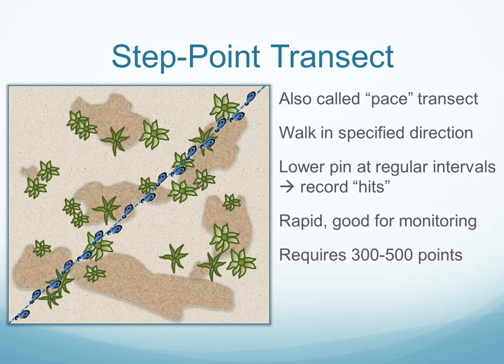This approach is very good for monitoring because it is rapid. It does require a large number of points, usually between 300 to 500 points per area. And one of the problems with step point transects is that they are subject to bias because of where the pin is lowered, and also the tendency for someone who's walking to try to avoid walking through plants that are particularly nasty due to being spiny or in some other way undesirable.